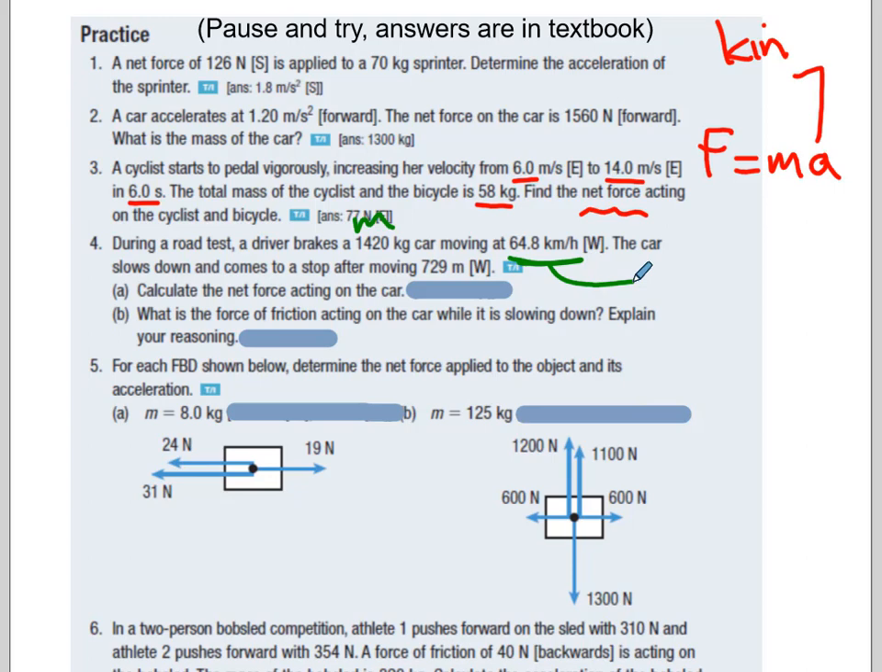The car slows down and comes to a stop. So a stop means our VF is 0. And after moving 729 meters to the west. So if you look at this, this is a VI, this is a VF, hidden under here with the word stop, and we have a D. So if you think of your kinematic equations, oh, I can't remember, it's 2AD, yep, I gotta get that out of there.